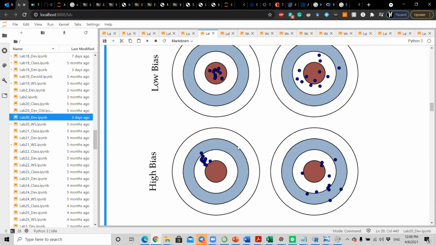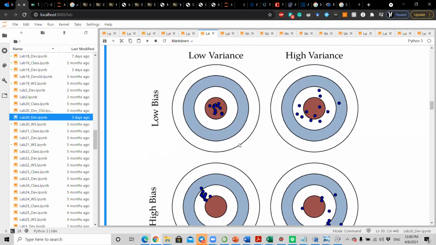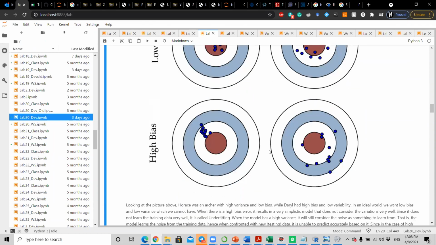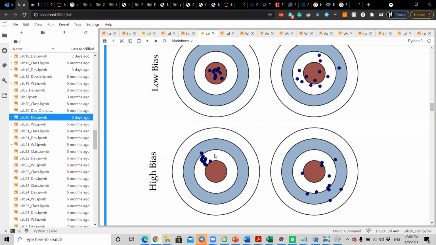So the sad and bitter fact is that you cannot have a model with low bias and low variance. So this is ideal, but it's not gonna happen. This is terrible and you don't want to be there. So between these two, it's really the problem and your judgment as the modeler that tells you which one of this is better for you.